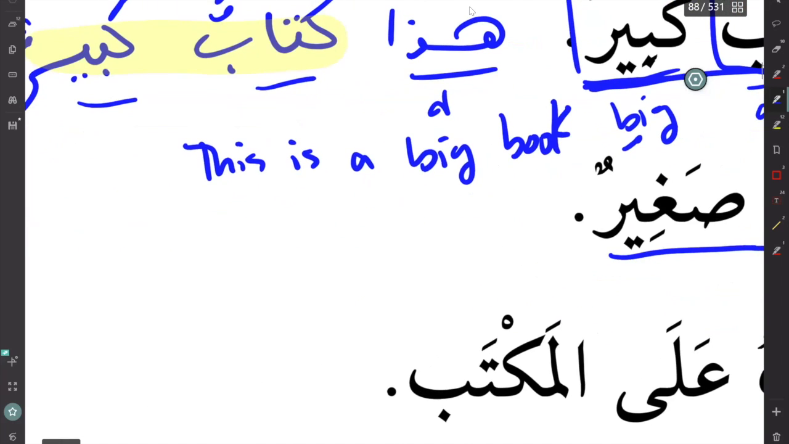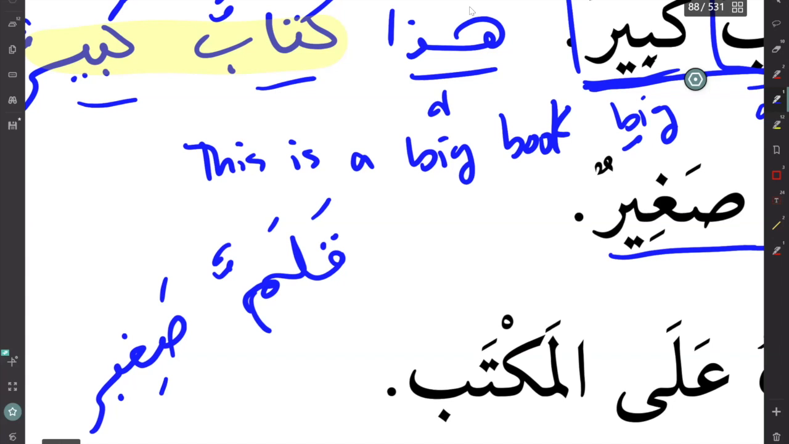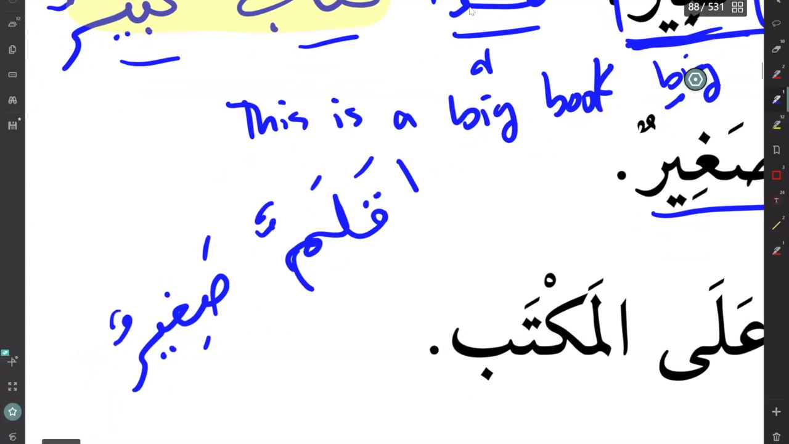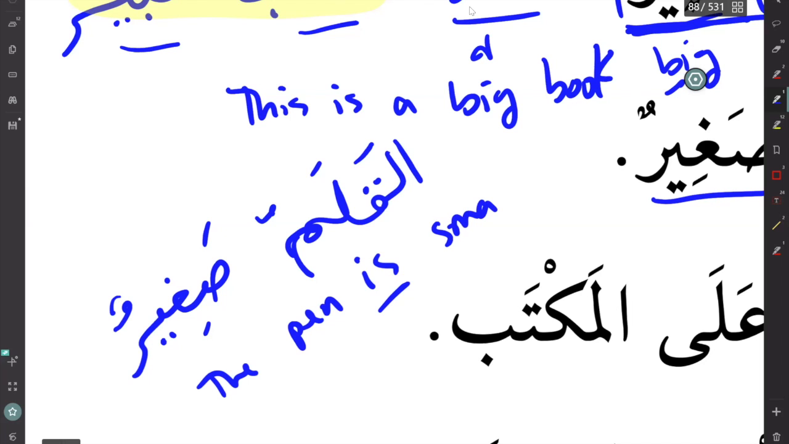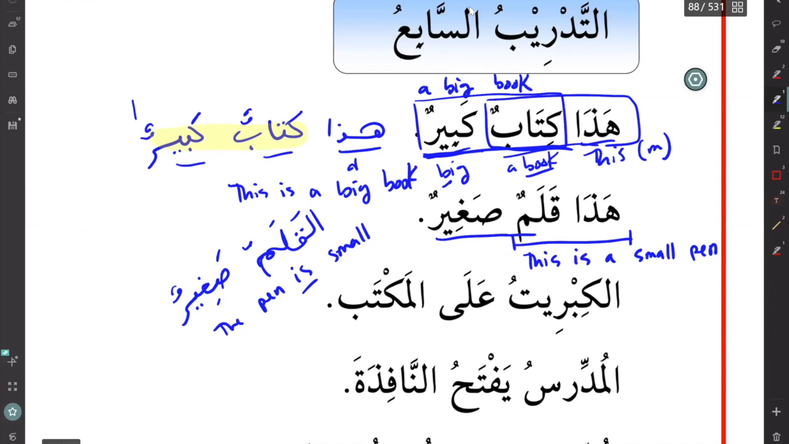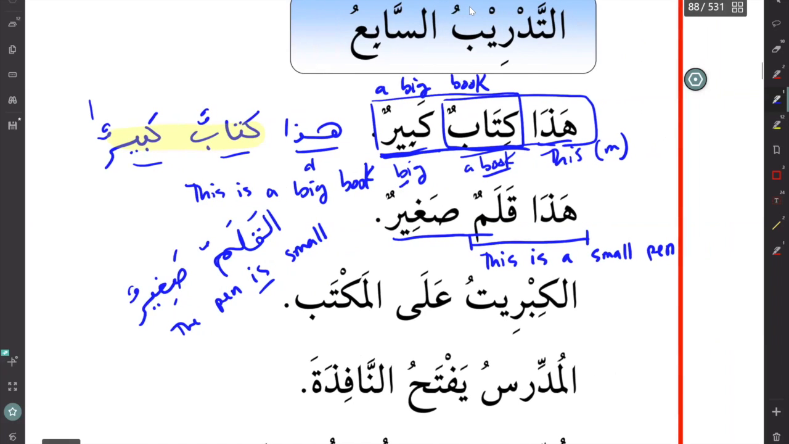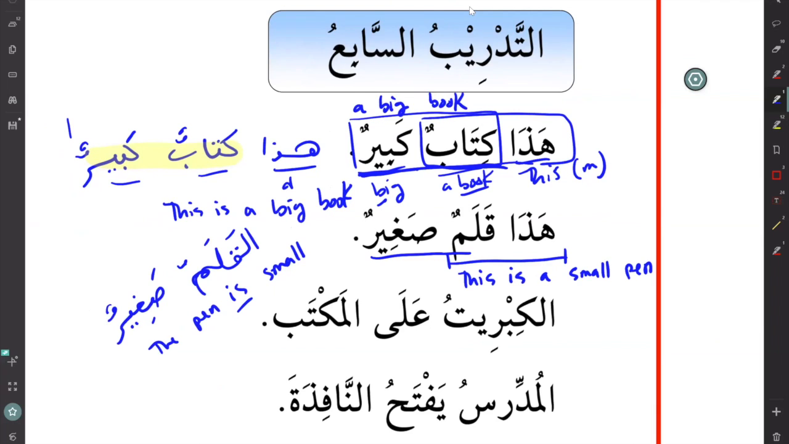So just to make sure you understand, you have قلم صغير. What happens if I put alif lam here? We said qalamun saghirun is a small pen, right? What happens if I put alif lam, al qalamu saghirun? Guess what? It makes it into a sentence because the first one is definite. Now you have to say the pen is small. So this is the concept I'm trying to make sure you understand. Inshallah, if it's taking time, that's fine. Inshallah, you'll get it soon.